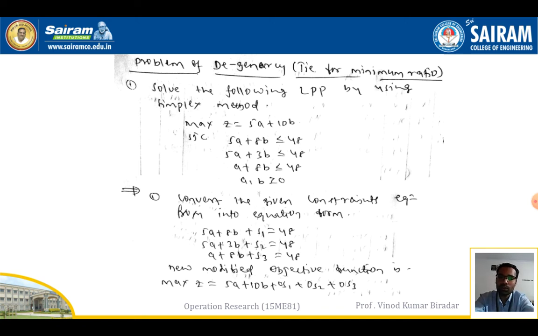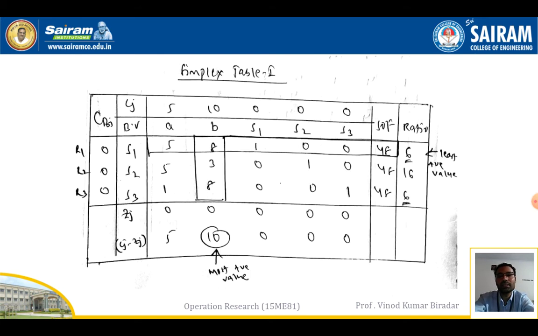Okay, and also these slack variables we have to add in the objective function, that is, maximum of z is equal to 5a plus 10b plus 0 s1 plus 0 s2 plus 0 s3. Okay, now this is the first step. Once you have completed the first step, you construct a simplex table. All values you put into a simplex table, that is called simplex table 1.